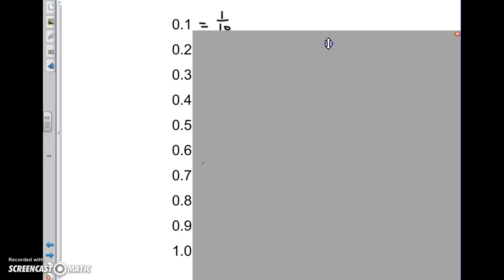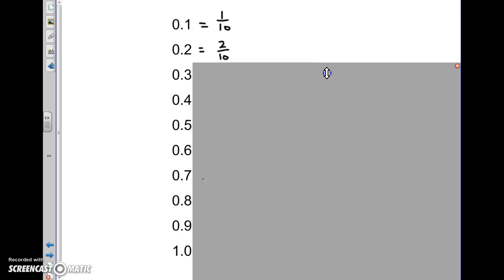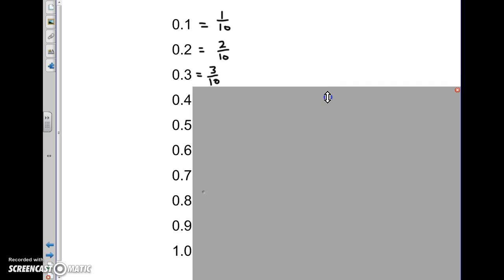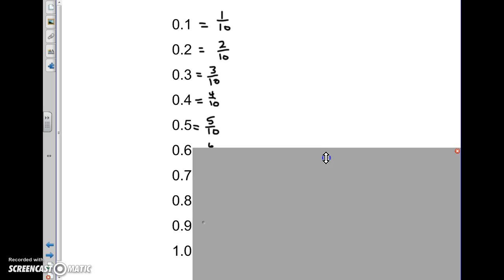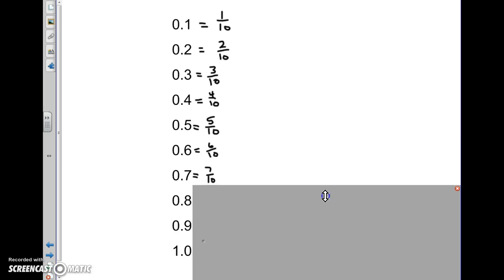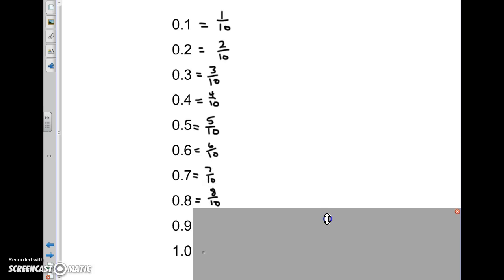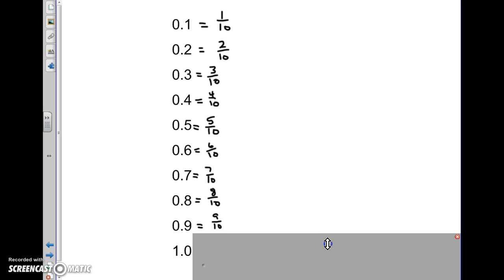So that means I would read this as 1/10. Because you can see there's a 1, it's in the tenths place, so it's 1/10. This next one, 0.2, has a 2 in the tenths place, so it's 2/10. 0.3 is 3/10, 0.4 is 4/10, and so on. And then we'll get down to 0.9, which is 9/10.